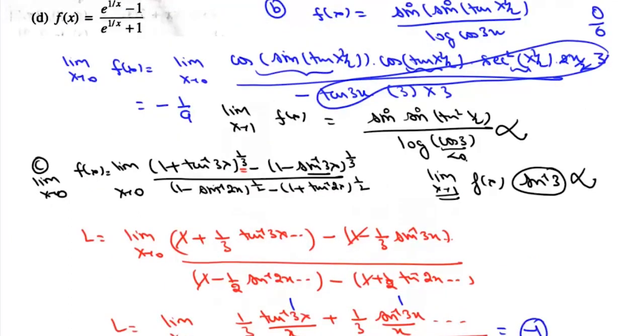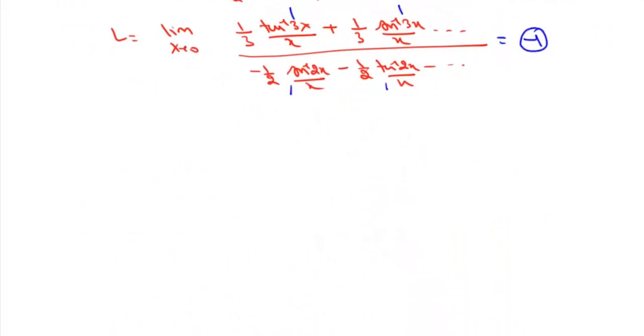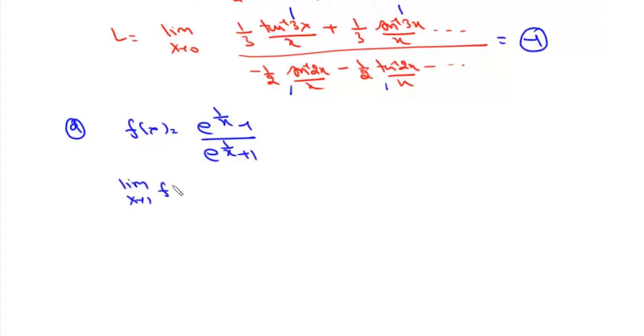And finally, we have this function f(x) equals e to the power 1 by x minus 1 upon e to the power 1 by x plus 1. So this f(x) is e to the power 1 by x minus 1 and e to the power 1 by x plus 1. Now limit x tends to 1, f(x) has no problem. In that case, it will be e minus 1 and e plus 1.